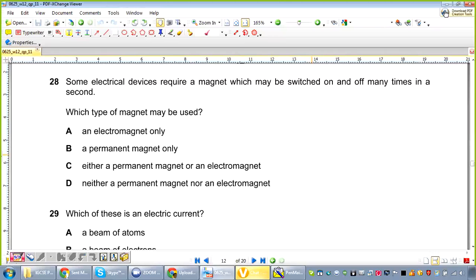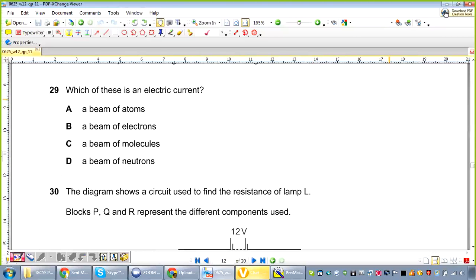Electromagnet. Correct. If it is permanent magnet, then it will get permanently magnetized. Then it's not going to turn on or off continuously. So the option is A, electromagnet only. A beam of atoms. No, electrons. Always electrons is the cause of flow of electricity. Atoms cannot move, especially in solid metals. So it's beam of electrons always. Okay.